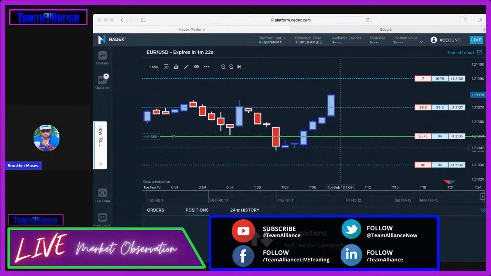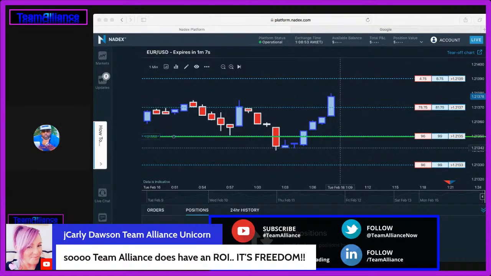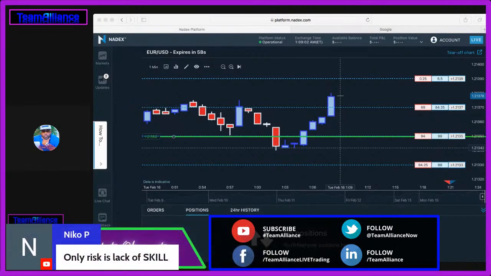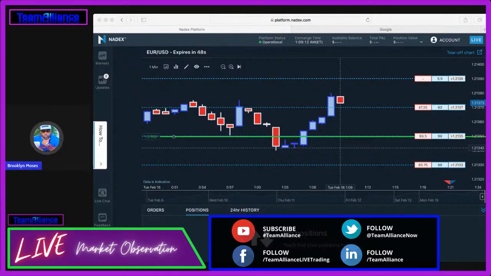Oh man. The defense rests. Sheesh. Crazy, man. Look at this. So TeamAlliance does have an ROI. It's called freedom. Look at Nico. He's on it. Only risk is lack of skill. That's the risk. That is your risk right there.